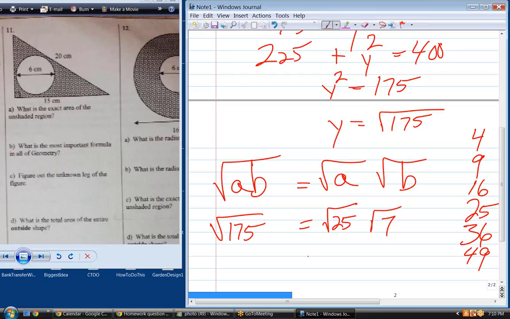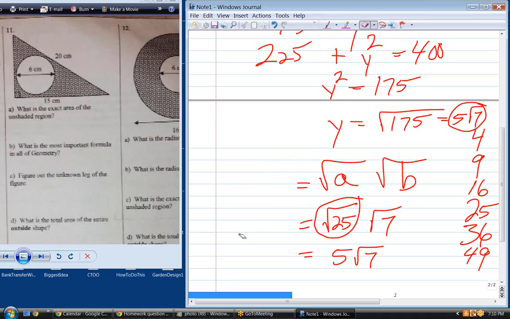Well, this is useful because this is a perfect integer, 5. So that's simplified. That's what the square root of 175 equals, 5 root 7. Okay? So up here, the answer for y would not be this. It would be 5 root 7. And if you got the decimal of that, it'll give you the same decimal as the other. So it's the same number, it's just simplified.